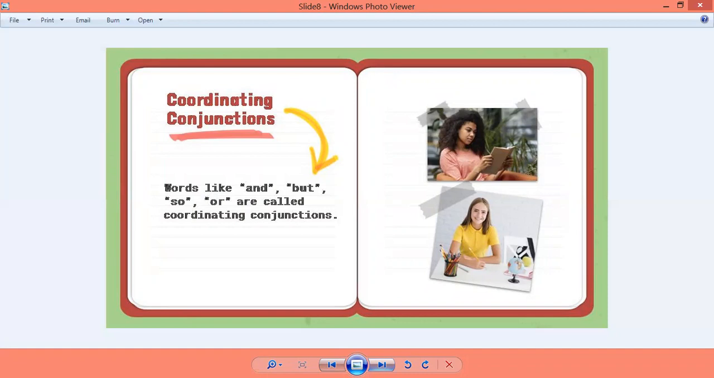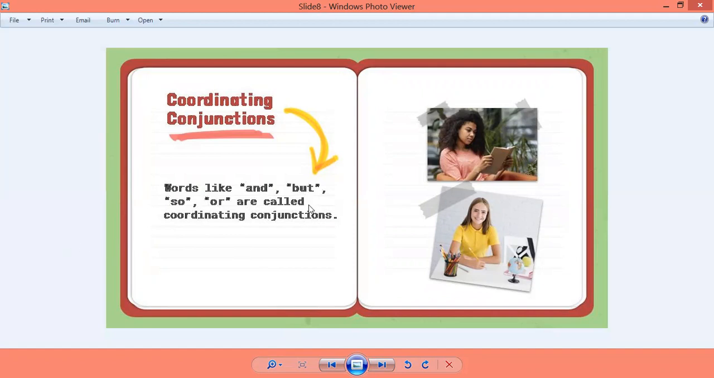This first one is coordinating conjunction. जब भी हम कोई sentence बना रहे हैं और वो compound sentence है, तो compound sentence में सिर्फ coordinating conjunctions ही use होंगे. If you are using any other kind of conjunction, then it might not end up forming a compound sentence. So what are coordinating conjunctions? Words like and, but, so, or are called coordinating conjunctions.